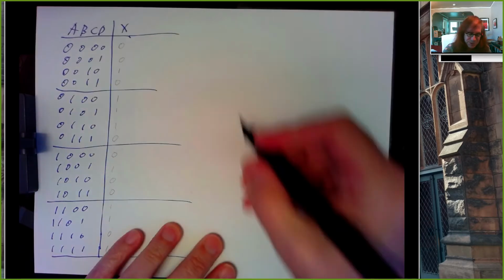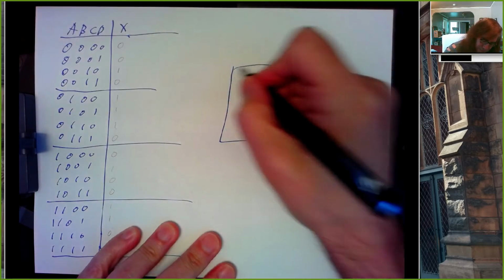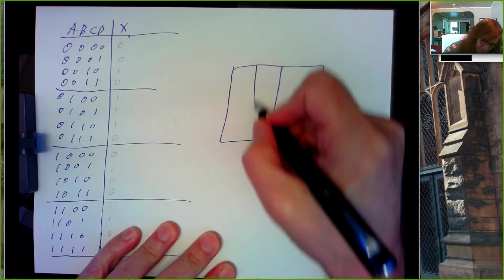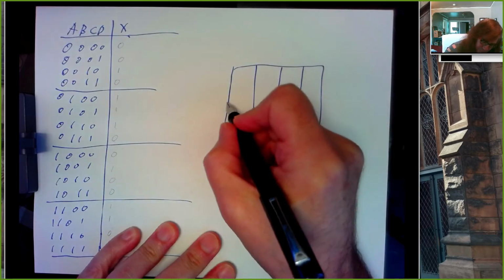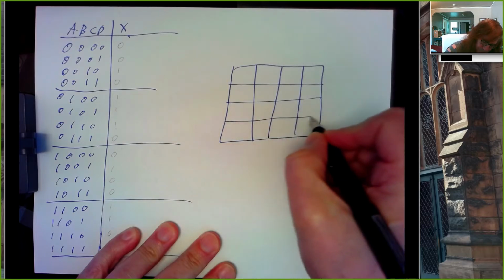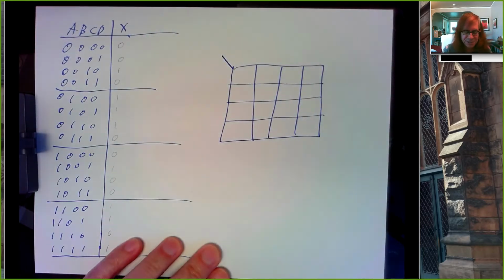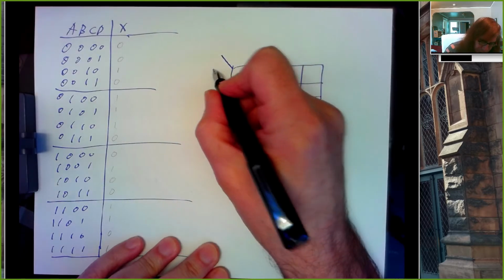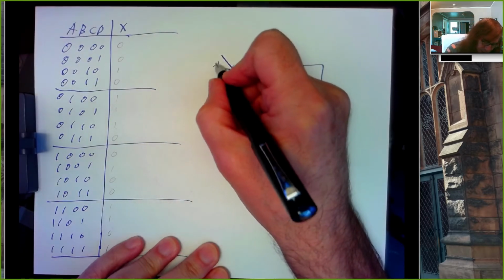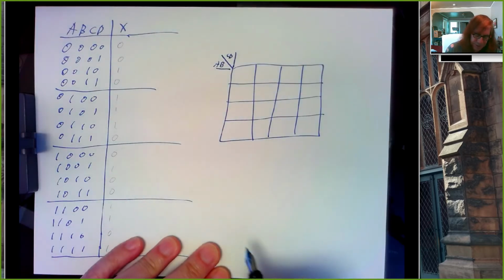So here's how we do a K-map. First we draw a 4x4 box. And we're going to put 2 variables on each side. And I'm pretty much always going to do A, B over here, and C, D going across.